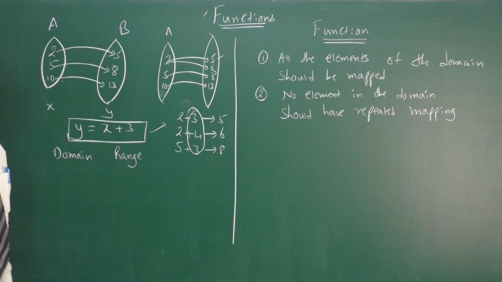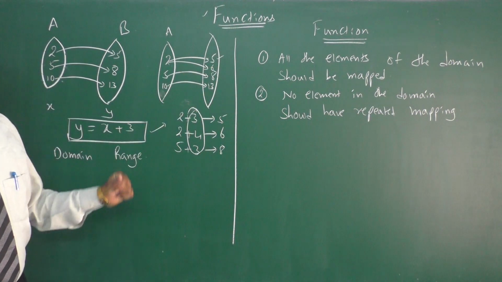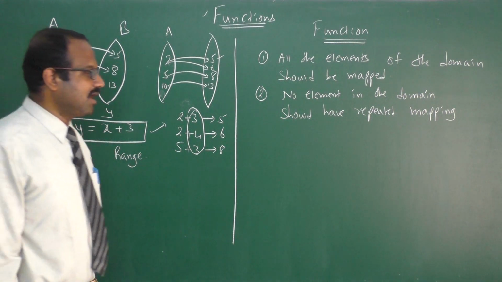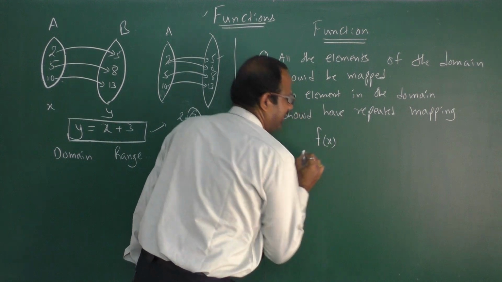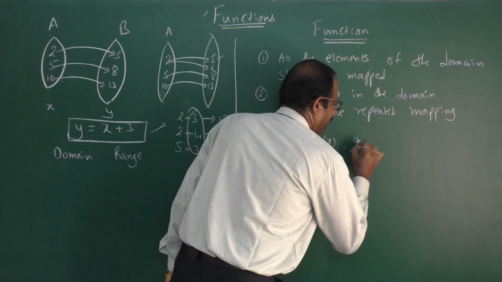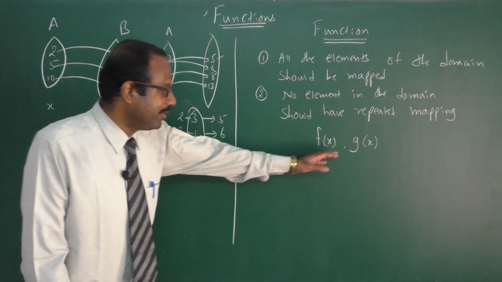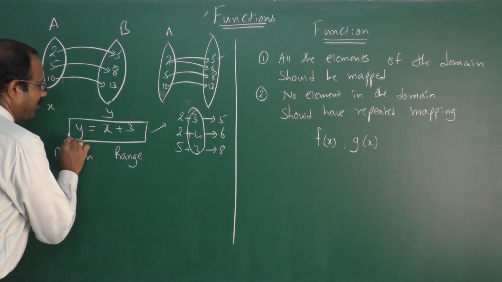So these are the two conditions. If these two conditions are satisfied, then that relation is known as a function. And a function is generally represented with f(x), or it can be g(x) or h(x), with a simple letter and the variable within the bracket.